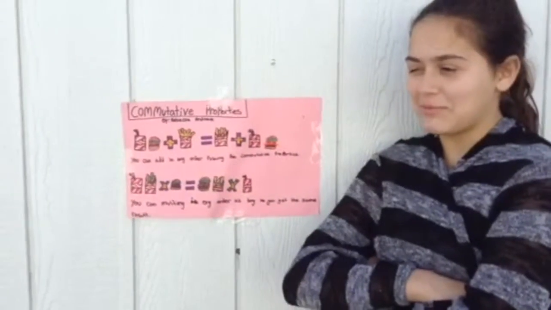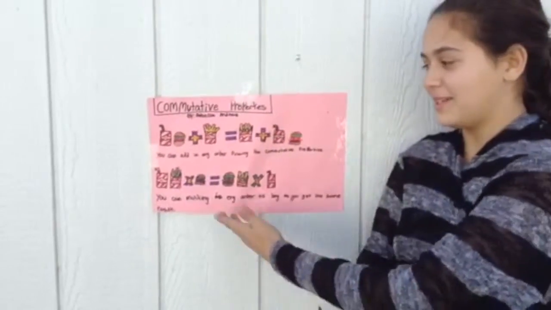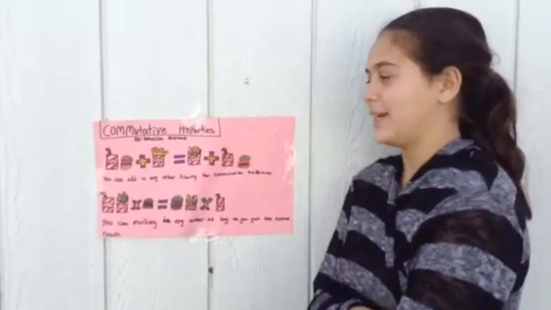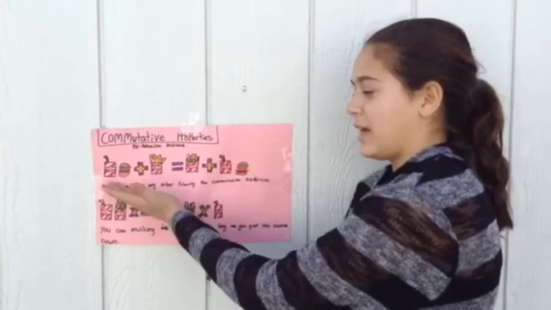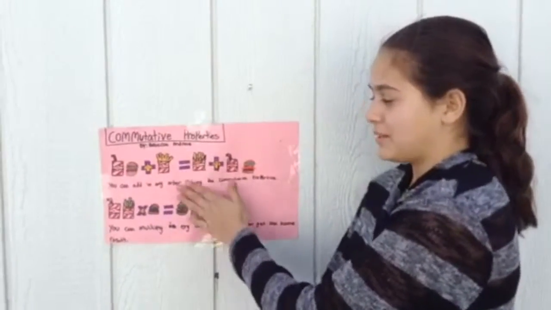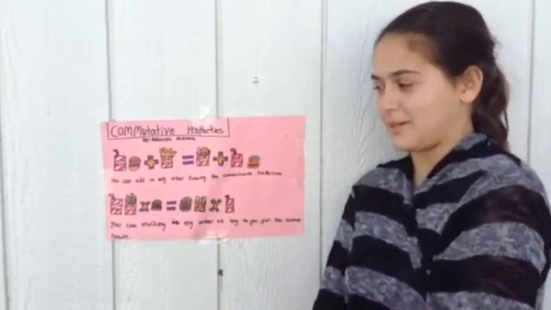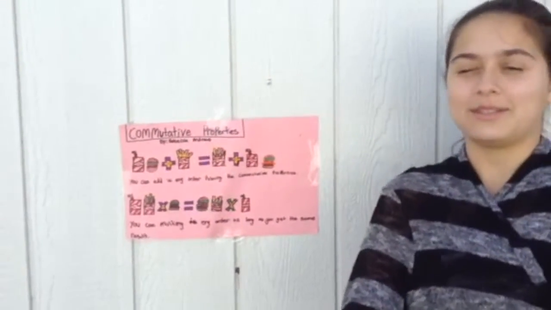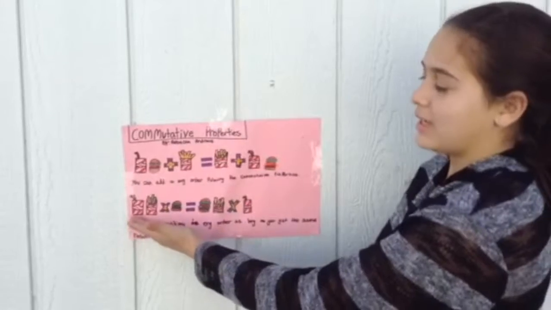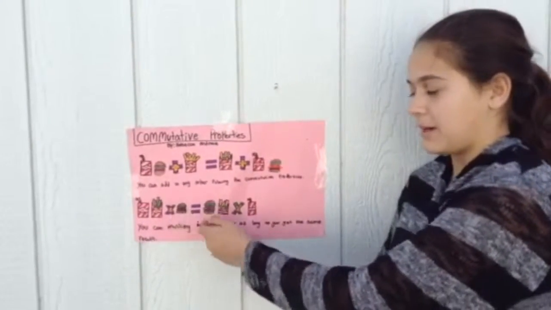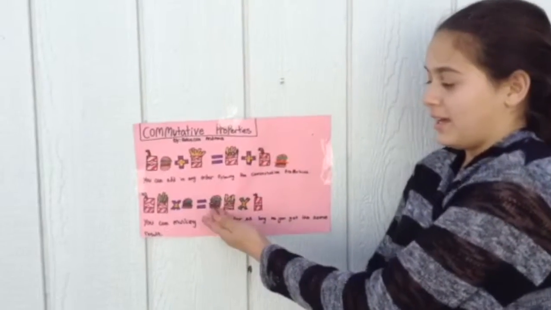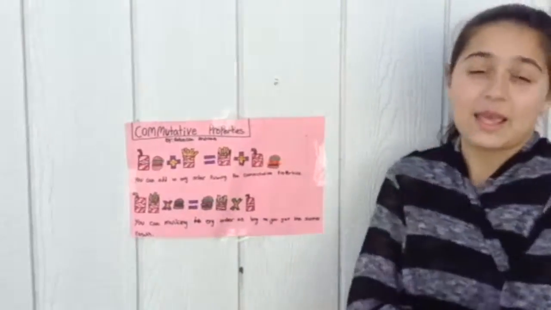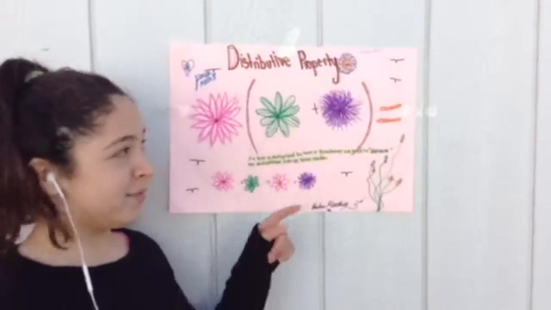I'm doing commutative property. So in addition, you can do it in any order. As you can see, a soda and hamburger plus a fry, but you can also do a fry plus a soda and a hamburger. Now in multiplication, you can do it in any order as long as the result is the same. As you can see, soda and fry times hamburger, but it can also be hamburger and fries times a soda.